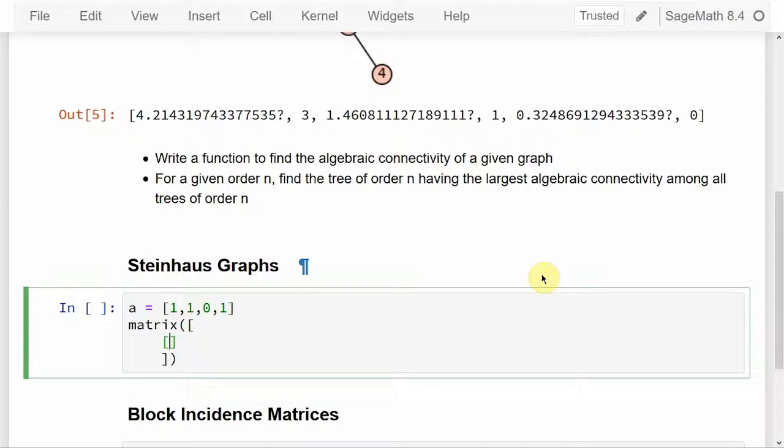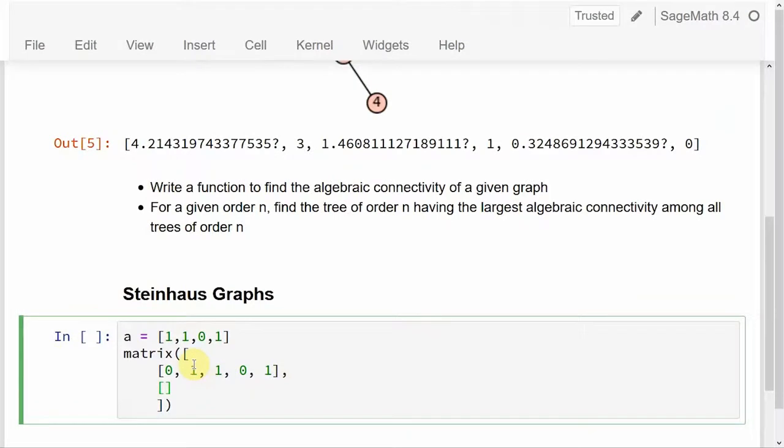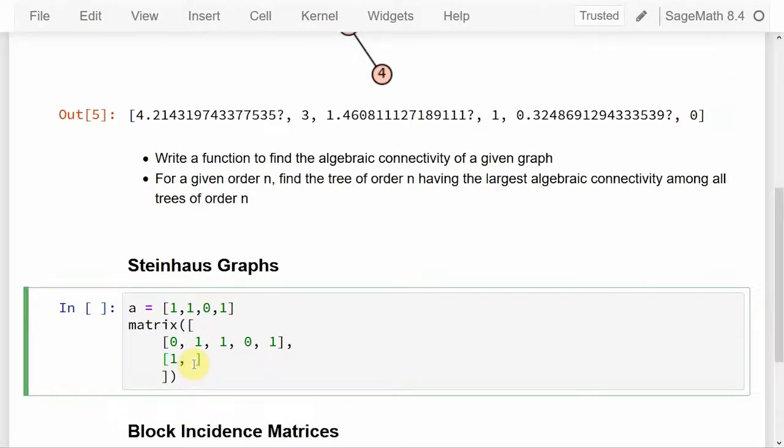As the first row, I will take the given row with a 0 appended at the beginning. So I am appending a 0 in every case because I want a 0 diagonal. I can't have my first entry as 1. I don't want self loops. So whatever the given vector, append a 0 right there. So this is the first row. Now for the second row, the matrix should be symmetric, so the first entry should be whatever is the second entry of the first row. So that is 1. Second entry should be 0. So these two are determined by the first row itself.